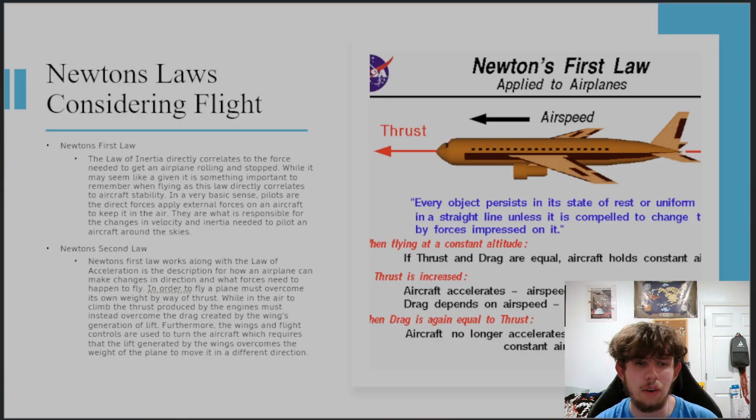So how are these applied to an airplane? Well, Newton's first law and second law are almost directly related to thrust and drag. Drag, which we'll cover later. Thrust we'll cover a little bit sooner.